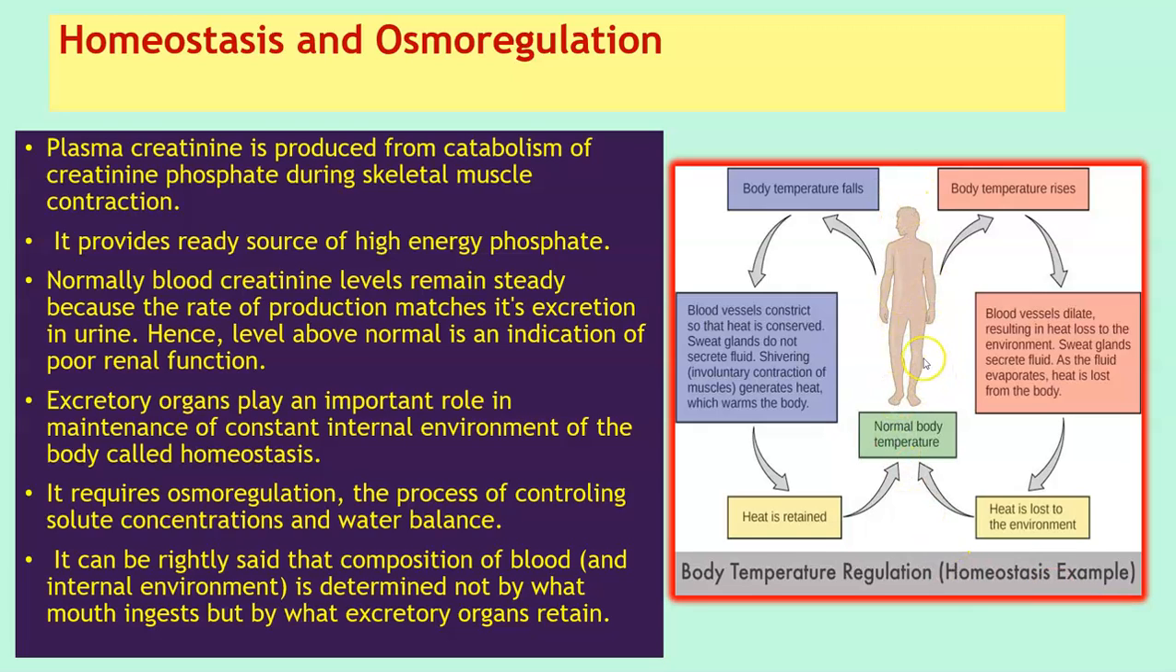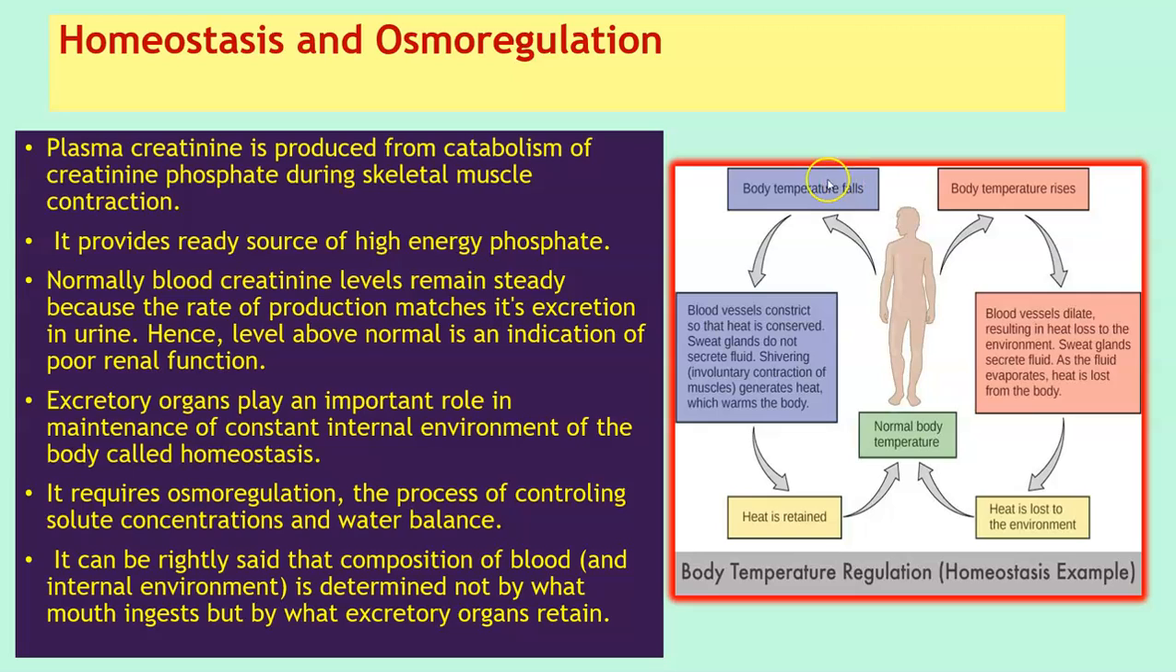Here you can see what happens in a person when the person has normal body temperature and then suddenly the body temperature rises. The blood vessels dilate, resulting in heat loss to the environment. Sweat glands secrete fluid. As the fluid evaporates, heat is lost from the body. Heat is lost to the environment and the temperature is brought back to normal.